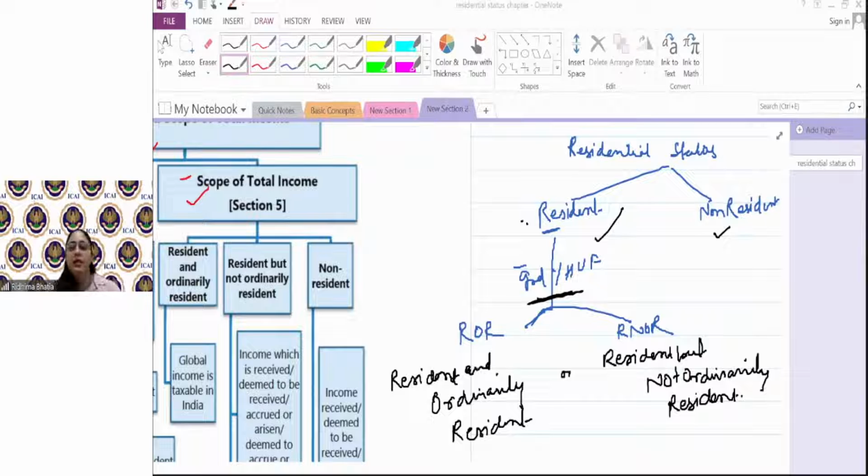If not anything, residential status can be asked from any. I have not got the marking scheme yet, but it can be from 5 to 10 marks on any given day.